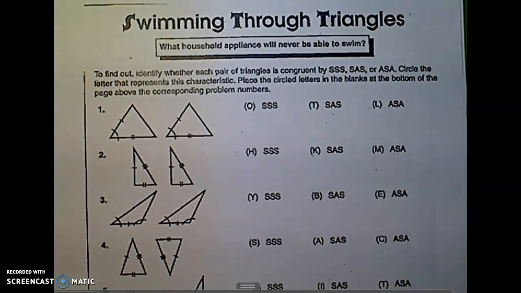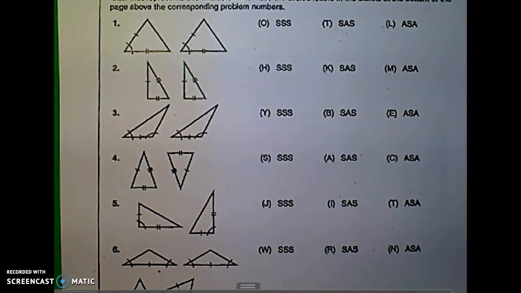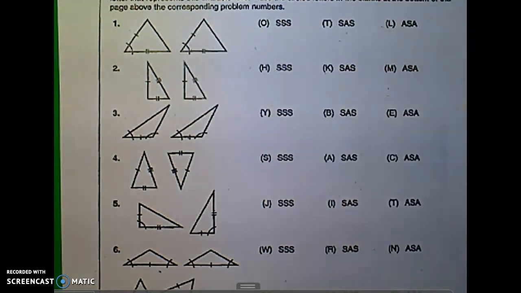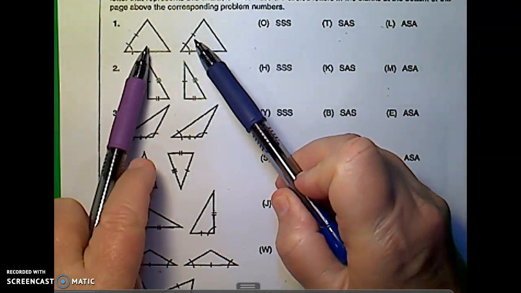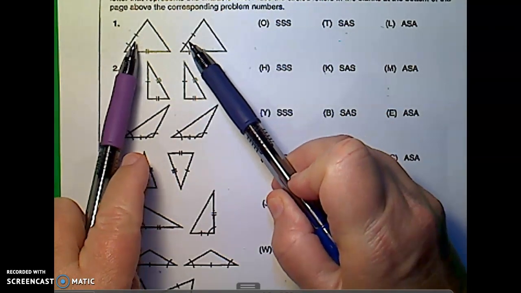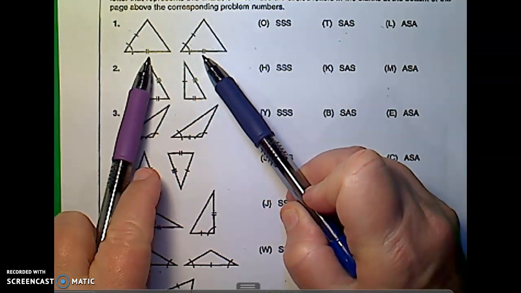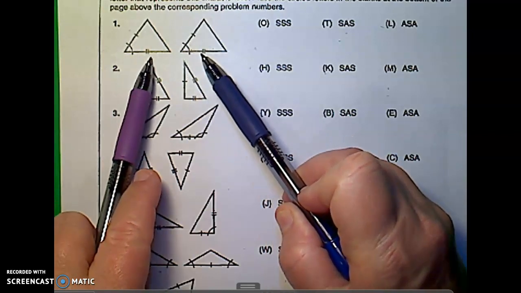So what you need to do is pay attention to the markings that are on each set of triangles. And you're going to read the markings going around the triangle. So find matching markings and read them around. For example, this would be a side that matches. You go around the triangle, an angle, keep going around, and a side. So these two triangles are congruent by the side, angle, side theorem.